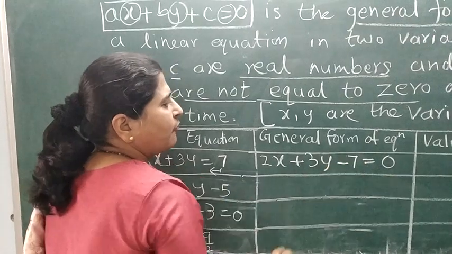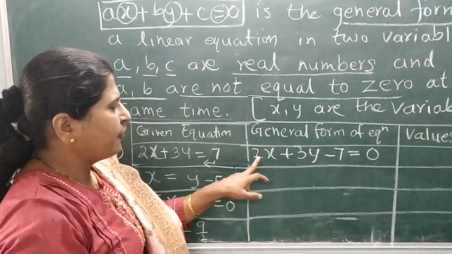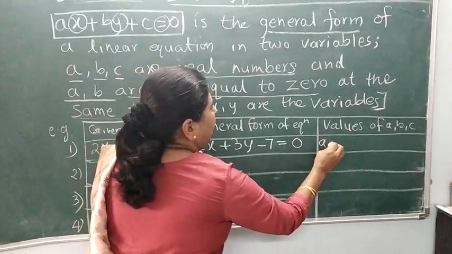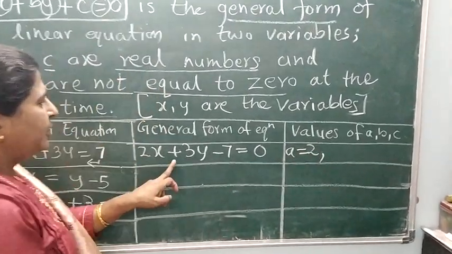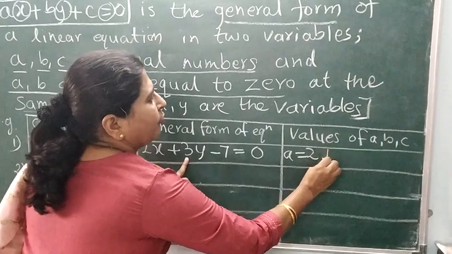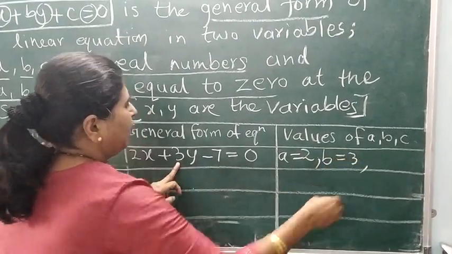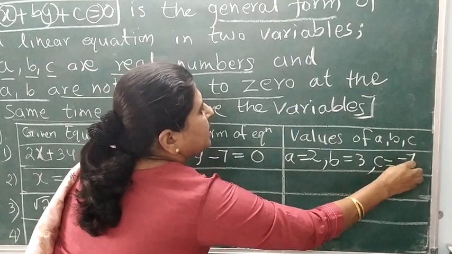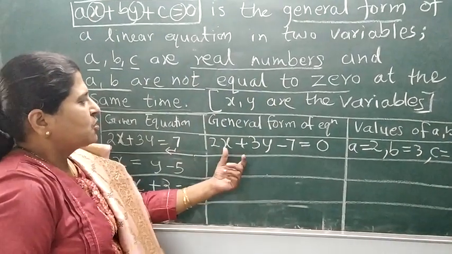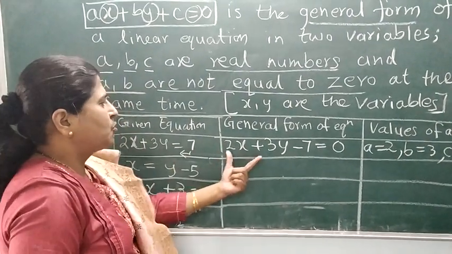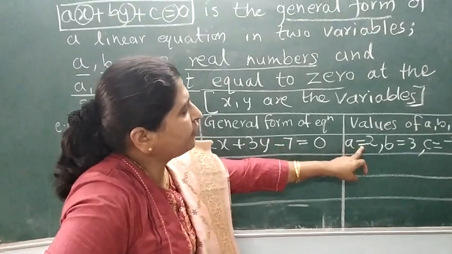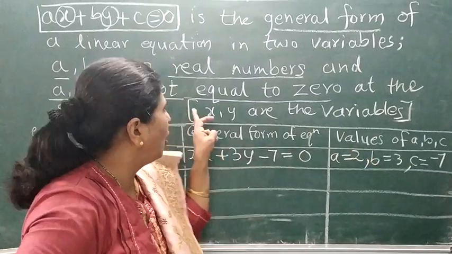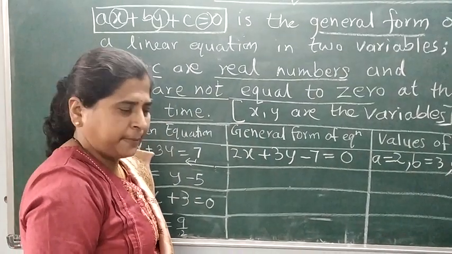This is called the general form of the equation, where the values of a, b, c are: the coefficient of x is a, therefore a is equal to 2. The coefficient of y is 3, so the value of b is 3. And the constant term is minus 7, so the value of c is minus 7. So when we write this equation in general form, the values of a, b, c are real numbers and a and b are not 0 at the same time.